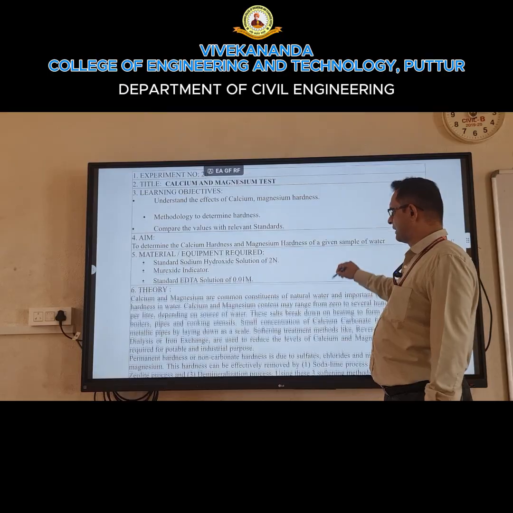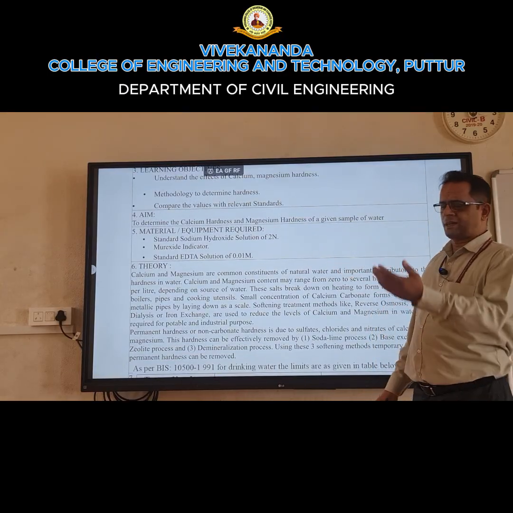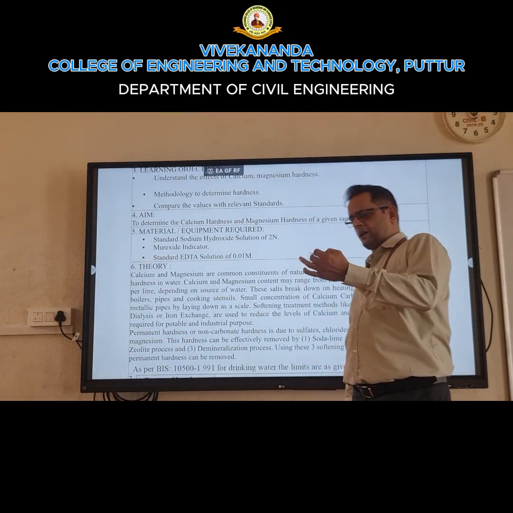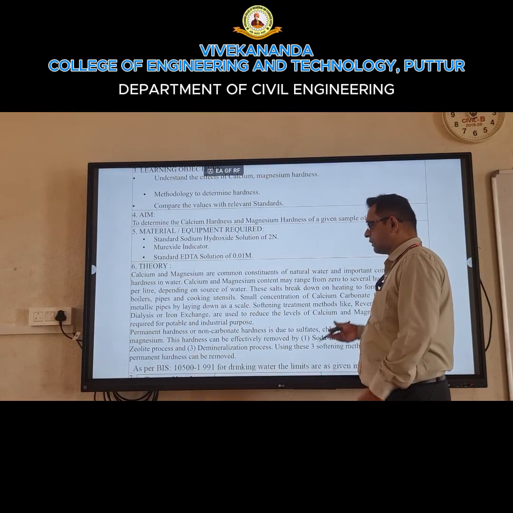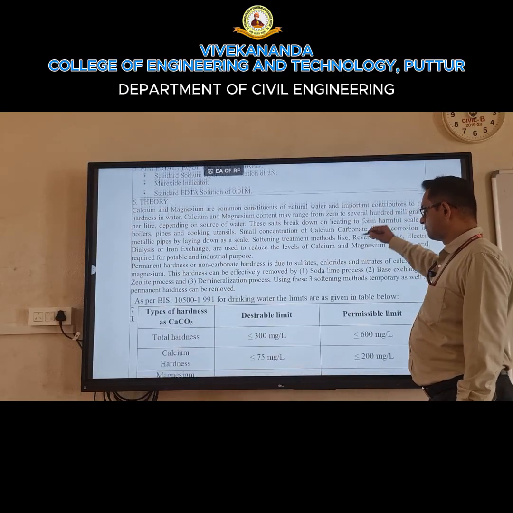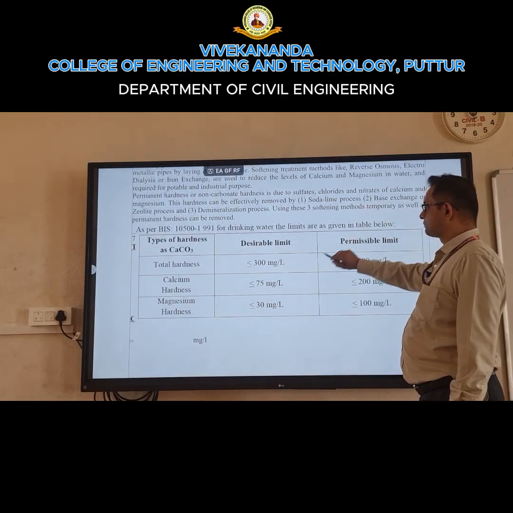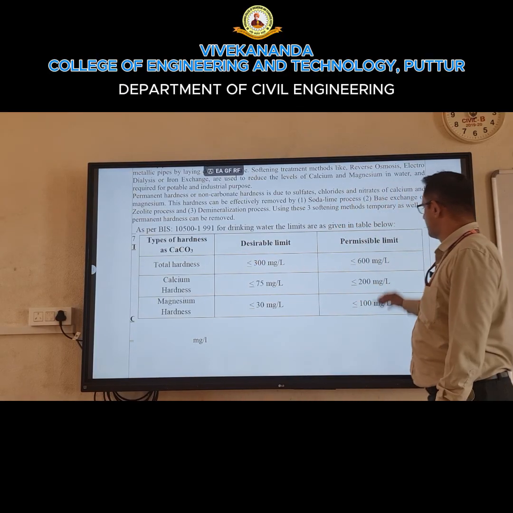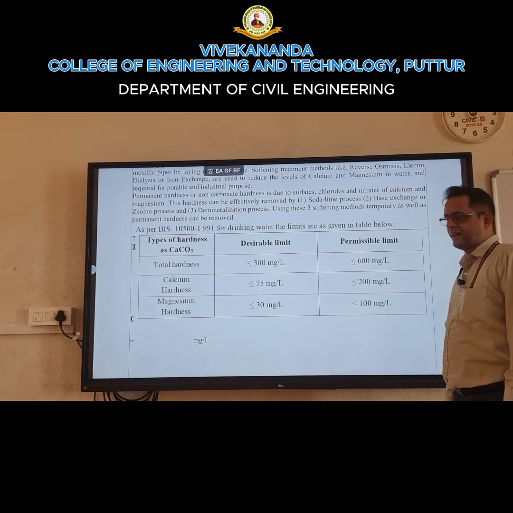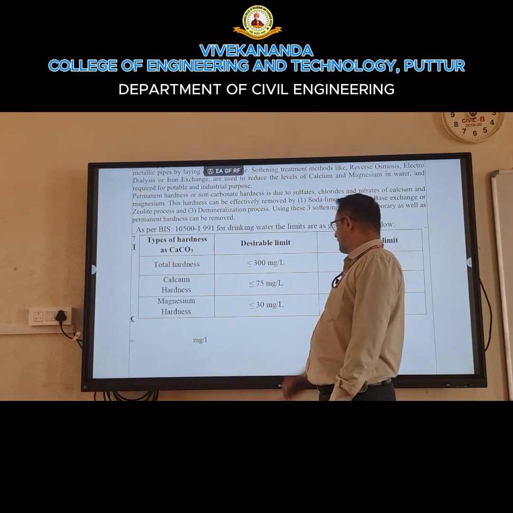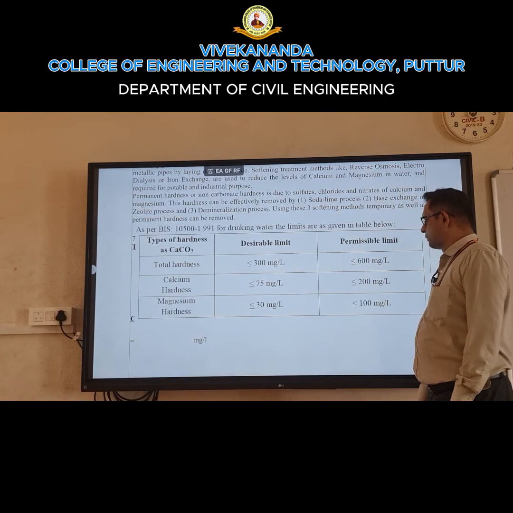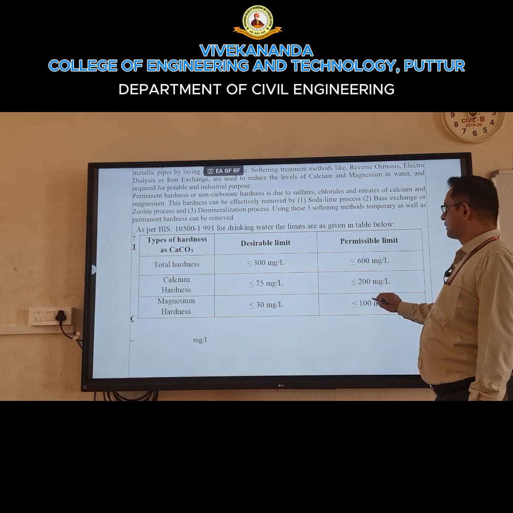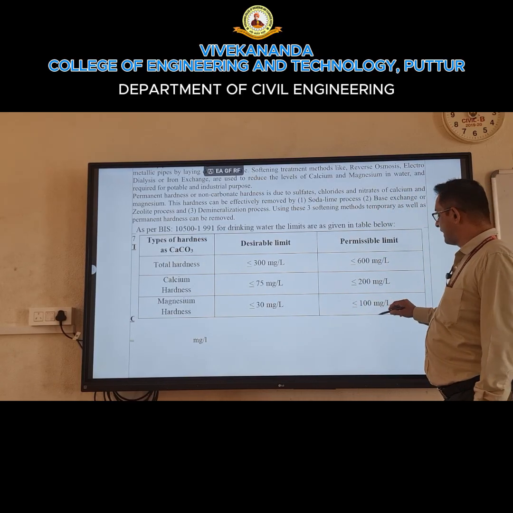What is calcium and magnesium? Those are major constituents. They may be in the presence of carbonates, bicarbonates, chloride, nitrate, etc. So I have to find out. For the drinking water, the desirable limit of total hardness should be less than 300. Permissible limit is less than 600. Calcium hardness should be less than 75. Permissible limit is less than 200. Magnesium hardness should be less than 30. And permissible limit is less than 100.